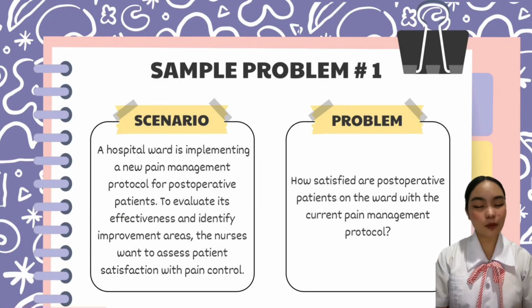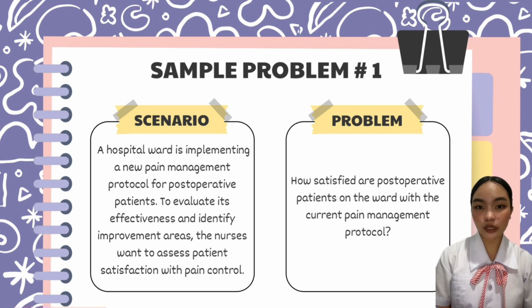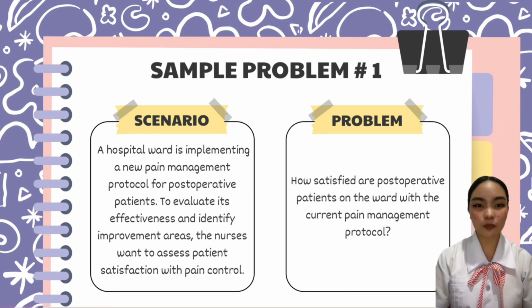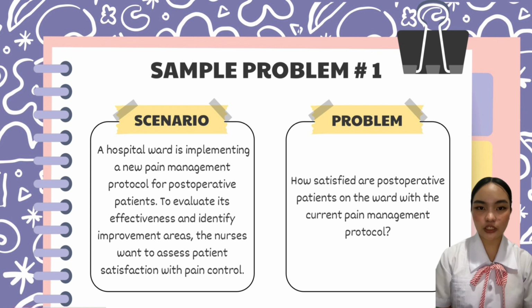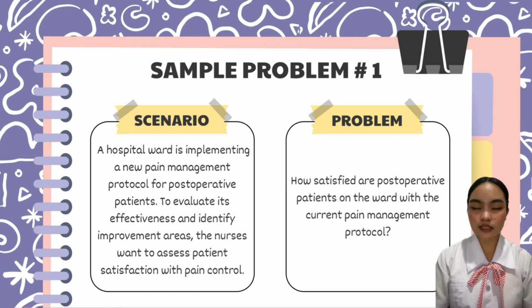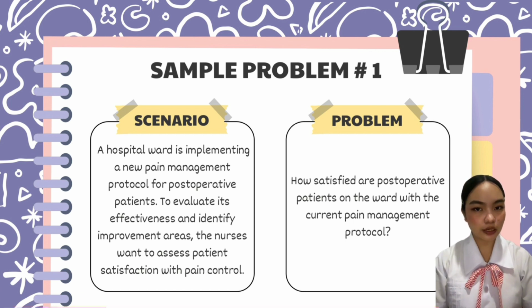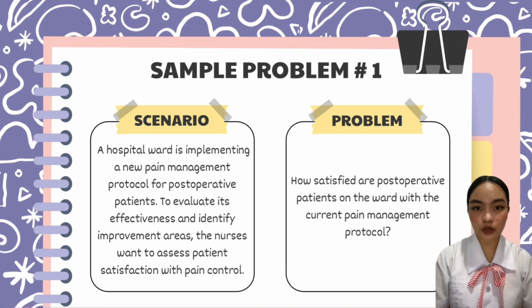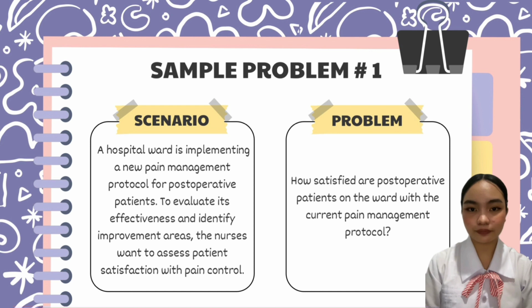So, for the first example problem, we have here a scenario. A hospital ward is implementing a new pain management protocol for post-operative patients. To evaluate its effectiveness and identify improvement areas, the nurses want to assess patient satisfaction with pain control. So the problem here is how satisfied are post-operative patients on the ward with the current pain management protocol.